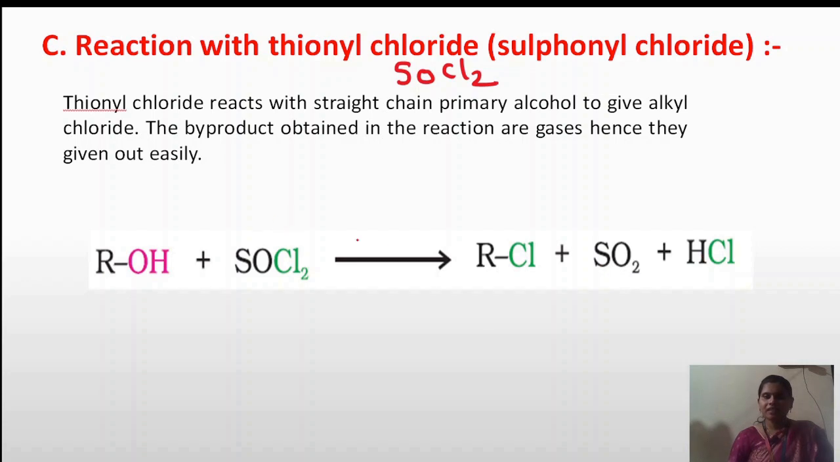Now in this reaction the byproducts are SO2, that is sulfur dioxide, and HCl. These both are gases, so the alkyl chloride can be separated out easily. So this is the most desired, or the most preferable, method for the preparation of alkyl chloride, because the separation of alkyl chloride is quite easy in this method, because the byproducts are in a gaseous state. Here this is the general reaction. I will take the examples here.